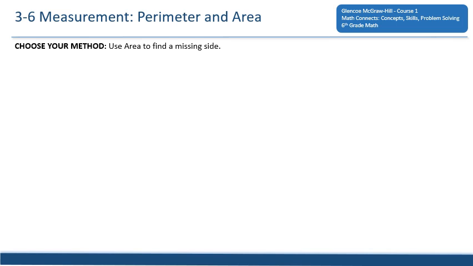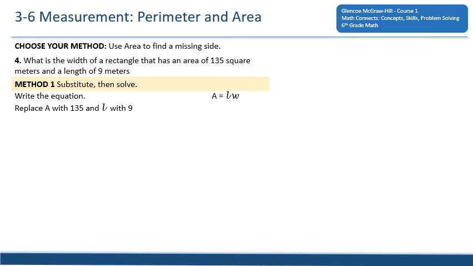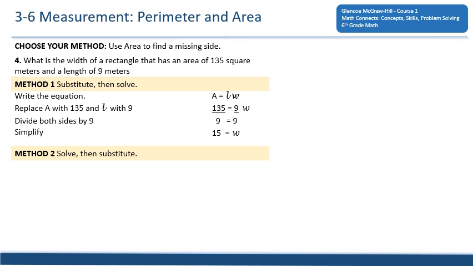Use area to find a missing side. What is the width of a rectangle that has an area of 135 square meters and a length of 9 meters? So we can substitute, then solve. This is the way I would do it. Replace A with 135 and L with 9. So we get 135 equals 9W. Divide both sides by 9. That gets W alone, so we know that the width is 15.